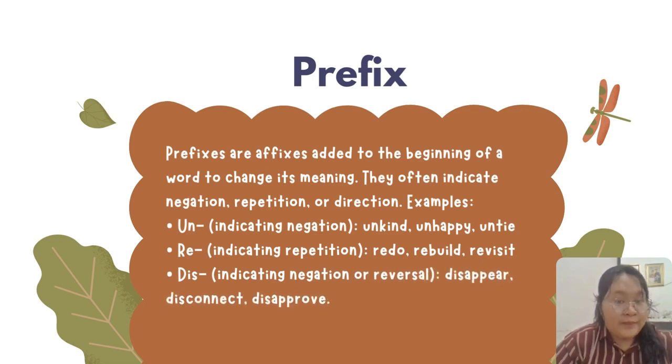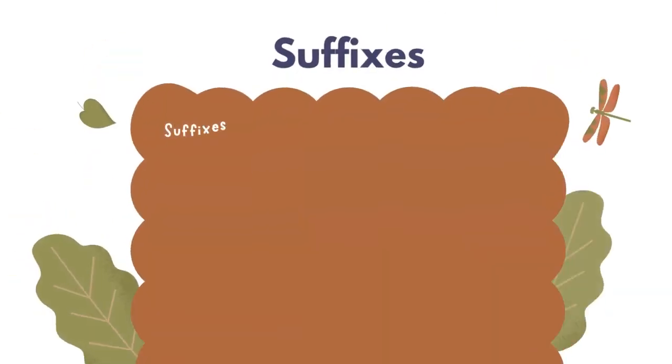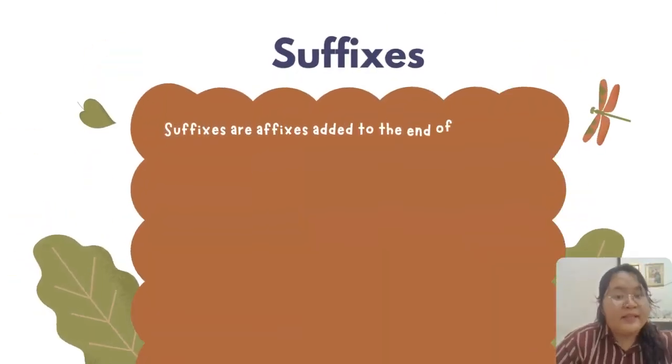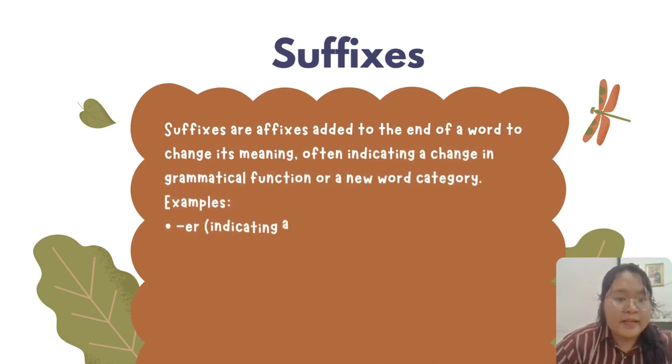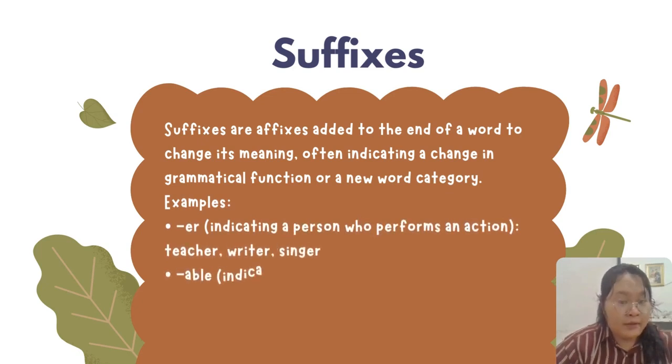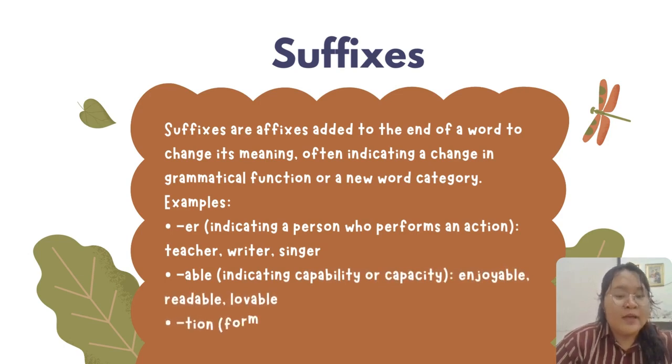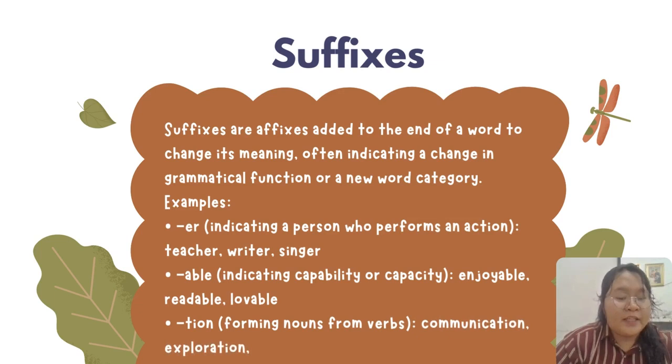And then suffixes are affixes added to the end of a word to change its meaning, often indicating a change in grammatical function or a new word category. For example, er, indicating a person who performs an action: teacher, writer, singer. And then able, capability or capacity: enjoyable, reliable, lovable. And then tion. They come from verbs: communication and exploration. Communication, the root base is communicate, and exploration, the root base is explore.